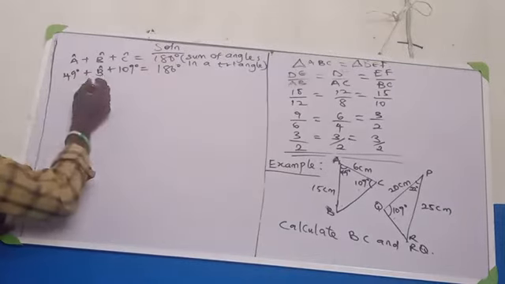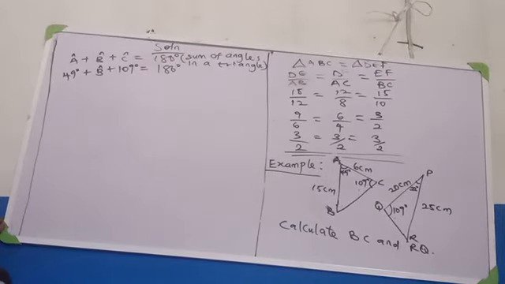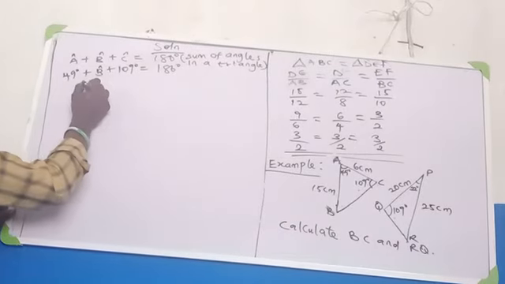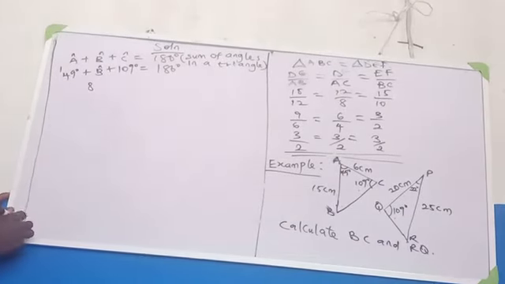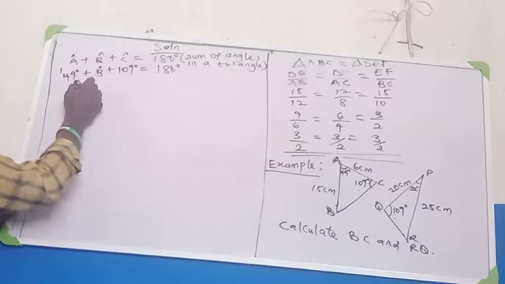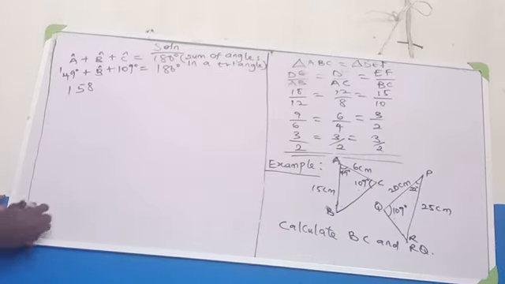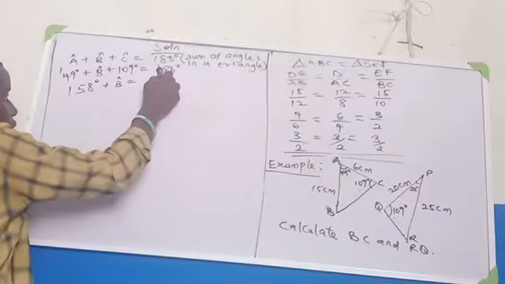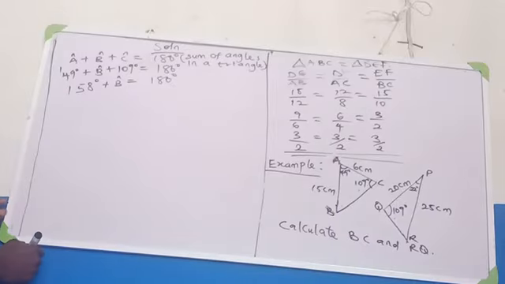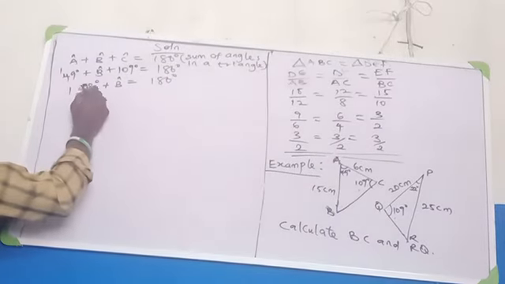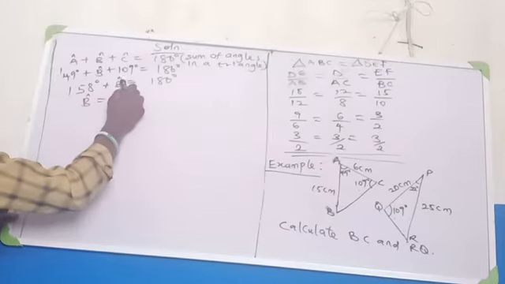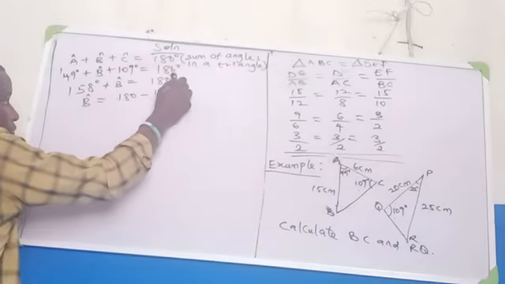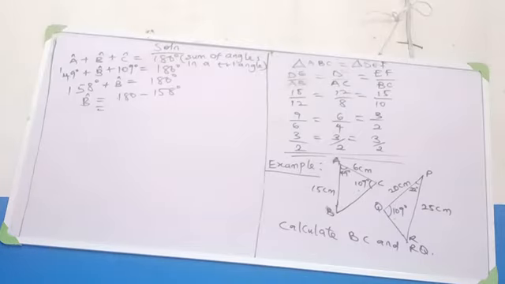So now to get angle B, 49 plus 109 should give me what? 9 plus 9 is 18, right? Carrying 1. 4 plus 1 is 5. Bring down 1. So 158 degrees plus angle B is equal to 180 degrees. What am I going to do now? My B should be equal to 180 minus 158. And that will be what?